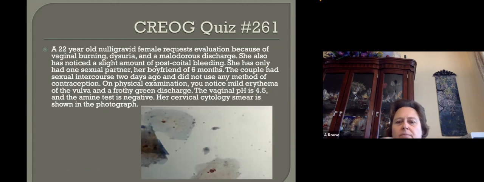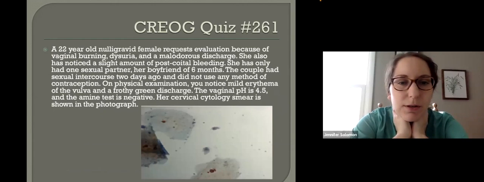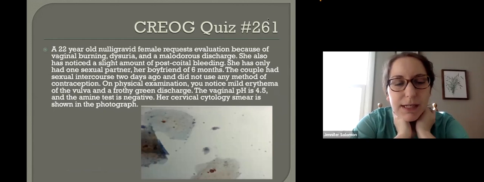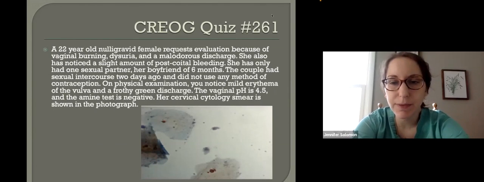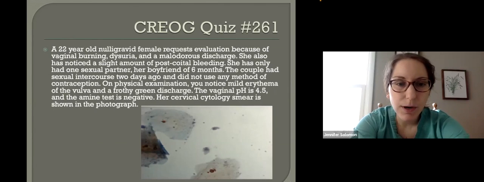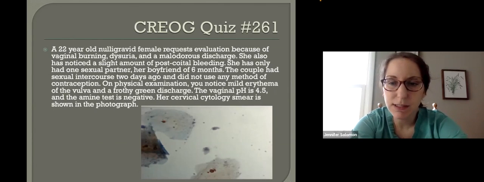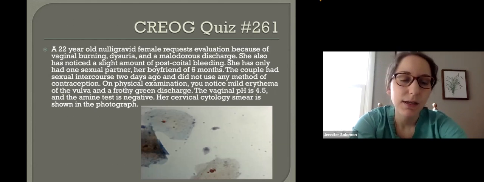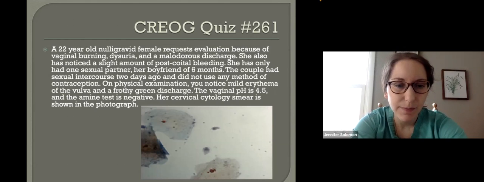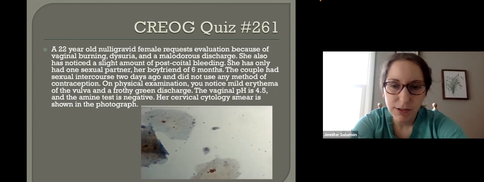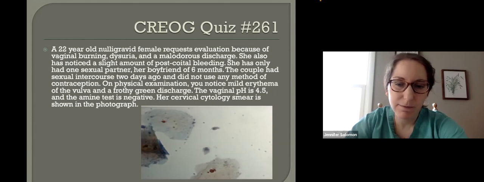This one's yours. A 22-year-old nulligravid female requests evaluation because of vaginal burning, dysuria, and malodorous discharge. She also has noticed a slight amount of postcoital bleeding. She has only had one sexual partner, her boyfriend of 6 months. The couple had sexual intercourse 2 days ago and did not use any method of contraception. On physical exam, you notice mild erythema of the vulva and frothy green discharge. The vaginal pH is 4.5 and the whiff test is positive. Her cervical cytology smear is shown in the photograph.